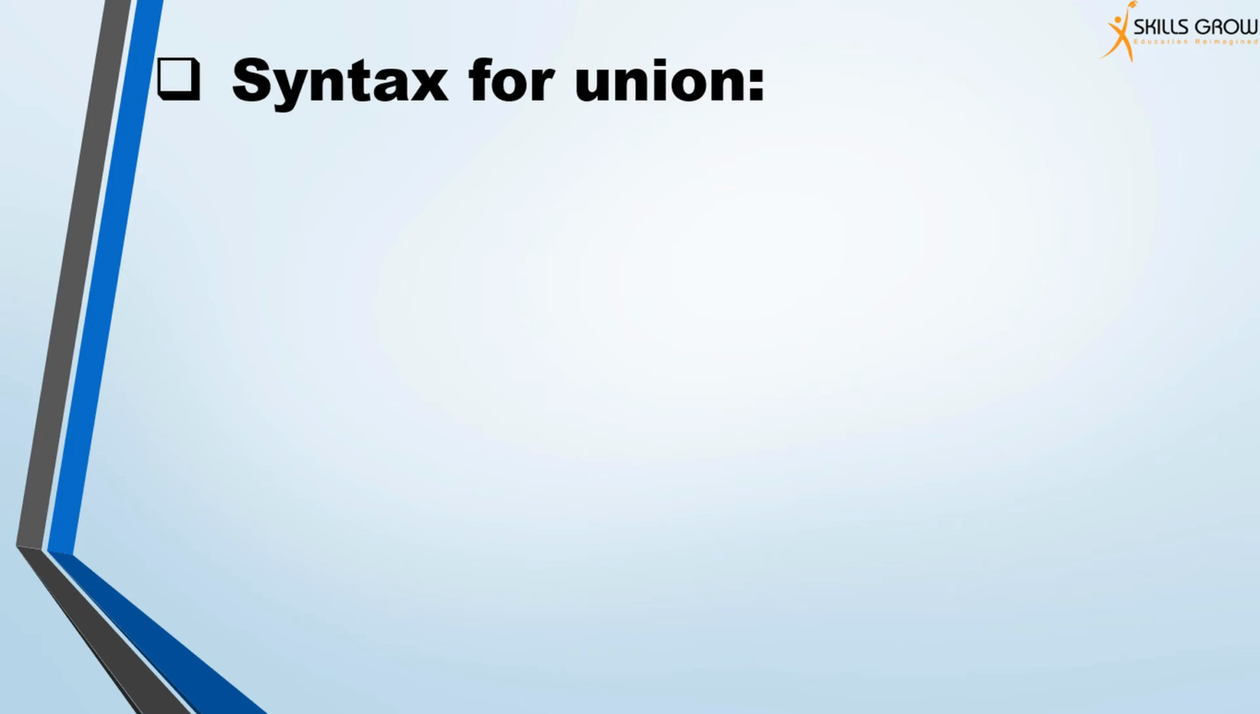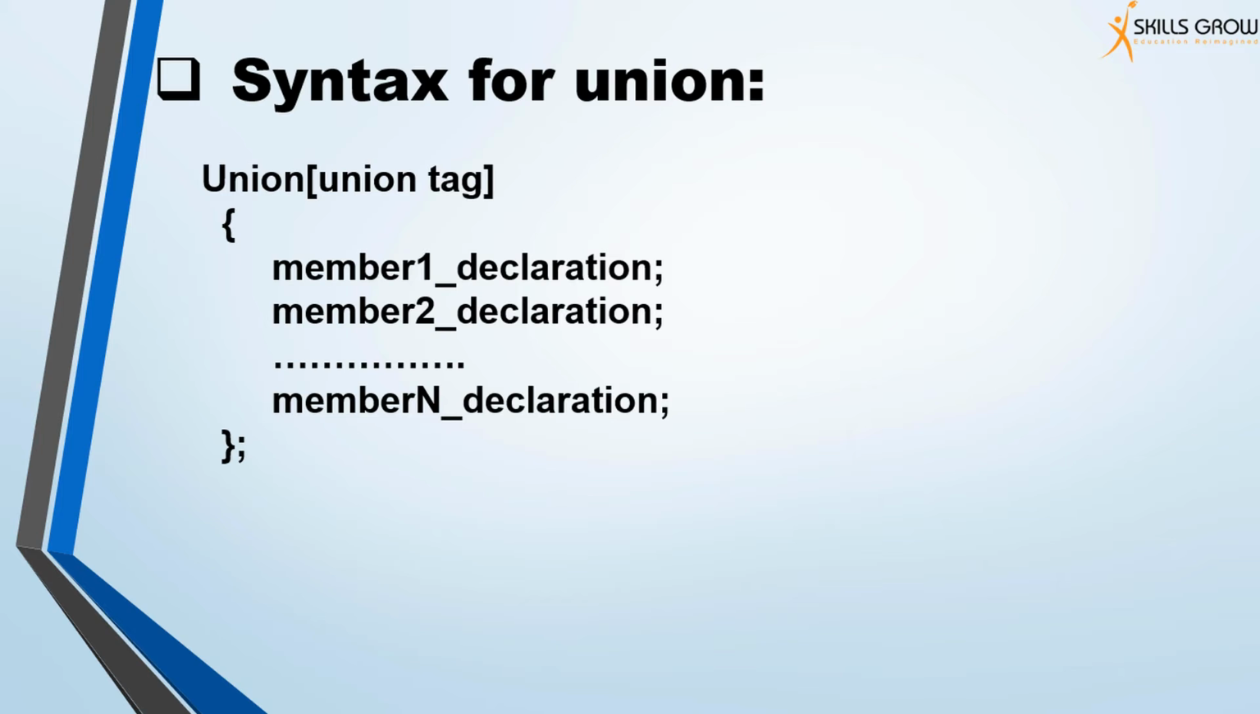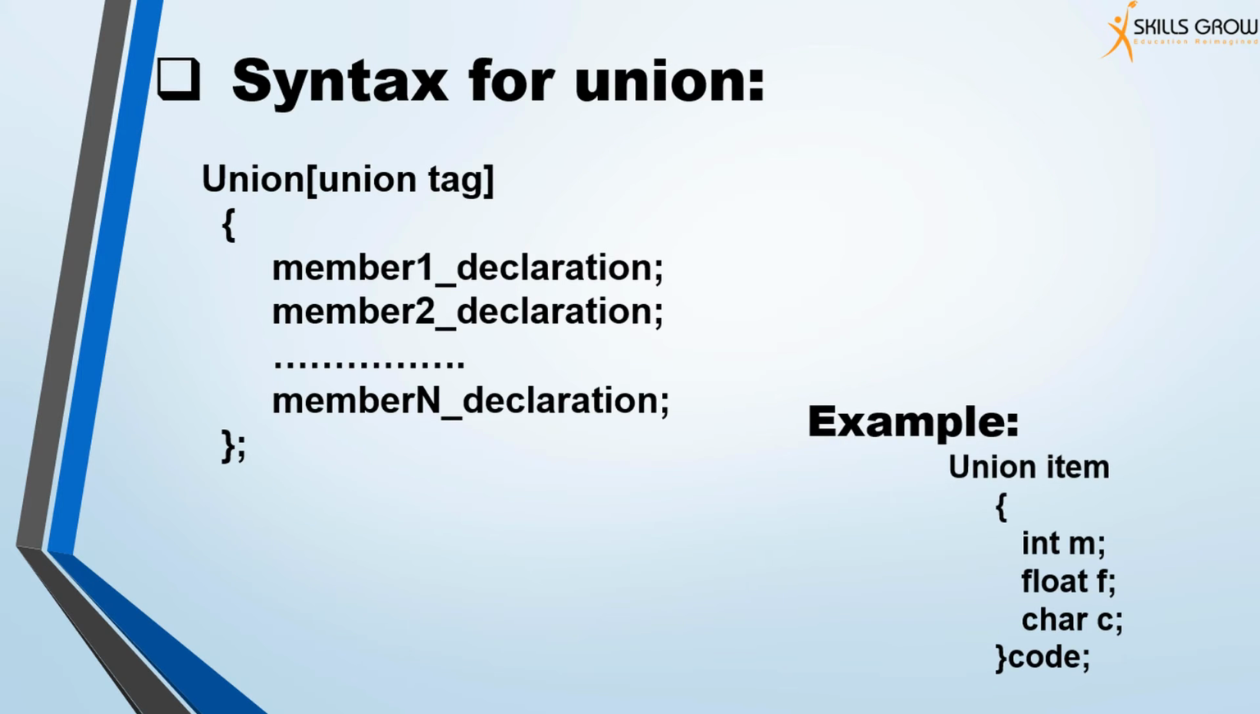Here is the syntax for union. Union in the syntax is a keyword, and the union tag is the tag name that has to be given to the union. Here the members from 1 to n are the collection of different data types. In the example, item is the tag name given to the union, and integer m, float f and character c are the different data types declared in the union.